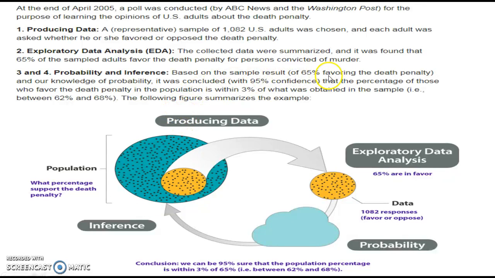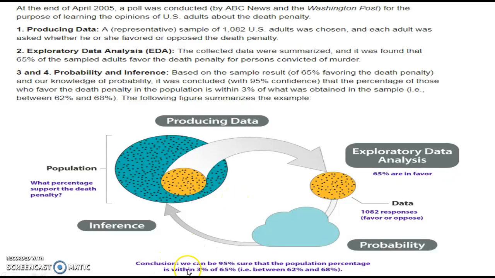So based on the sample of 65% favoring the death penalty and our knowledge about probability, it was concluded with 95% confidence that the percent of people favoring the death penalty in the entire population is within 3% of what was attained by the sample. So we can say that we're 95% confident that 62 to 68% of the U.S. adult population is in favor of the death penalty for persons convicted of murder. That was based on what we know about probability, and we made an inference on the entire population.